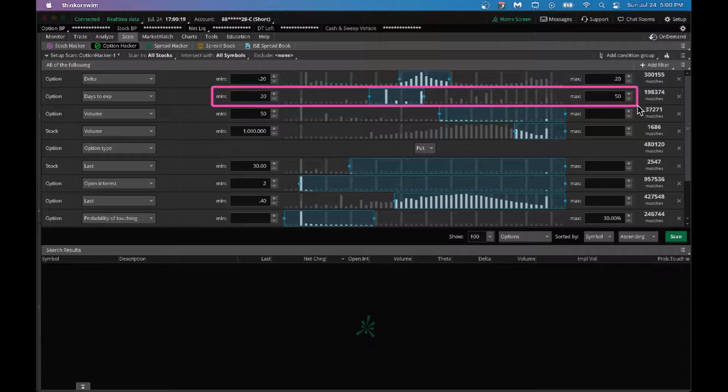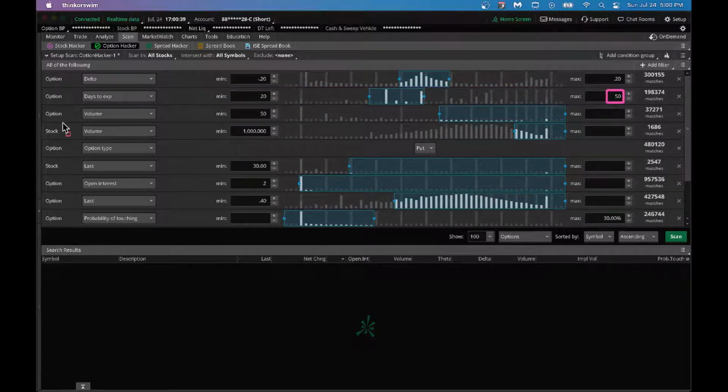When you're selling options, you don't want to sell options way in the future. Instead, limit your risk levels between 20 and 50. Even 45 days is the most commonly used maximum, but between 20 and 50 is okay.